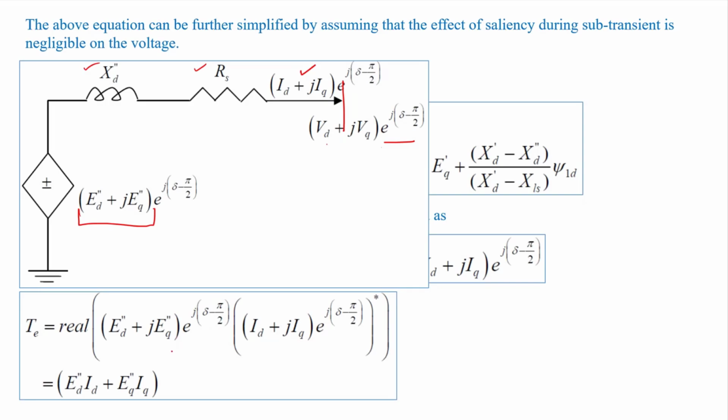Okay, so in per unit, this equation gives us V into I conjugate. This is the complex power, and the real part of this will give us the real power by the generator. In per unit, the real power generated by the generator is equal to the electromagnetic torque developed, right, in per unit.